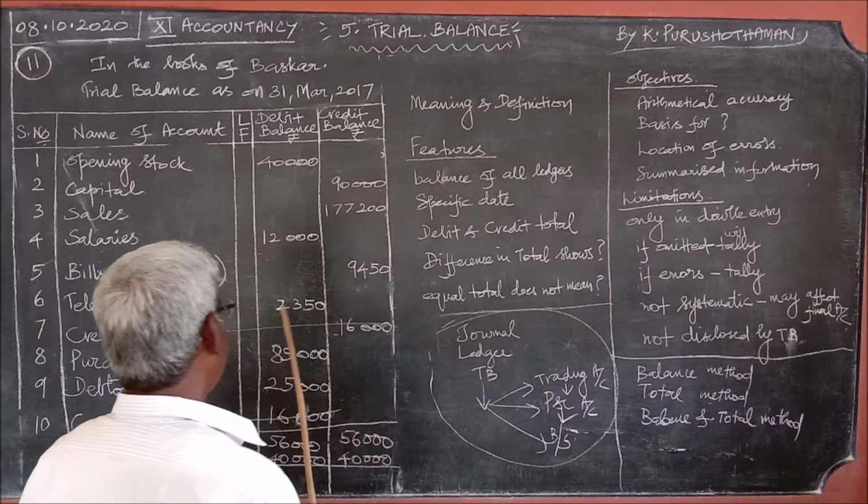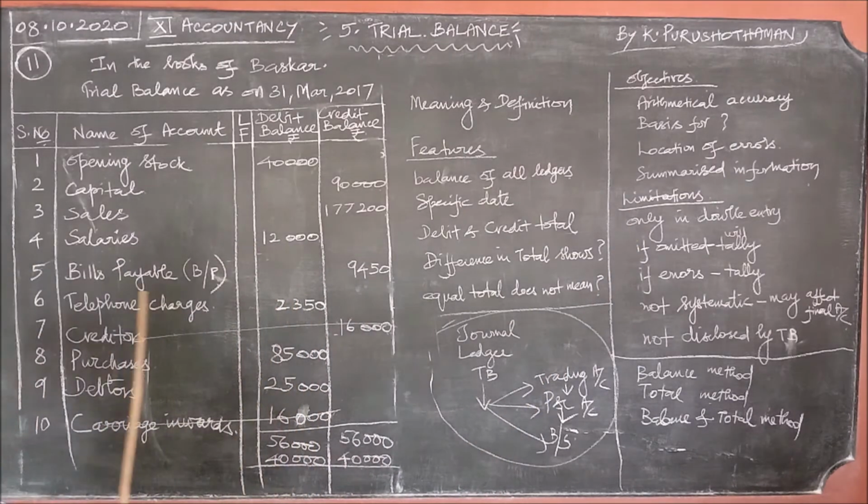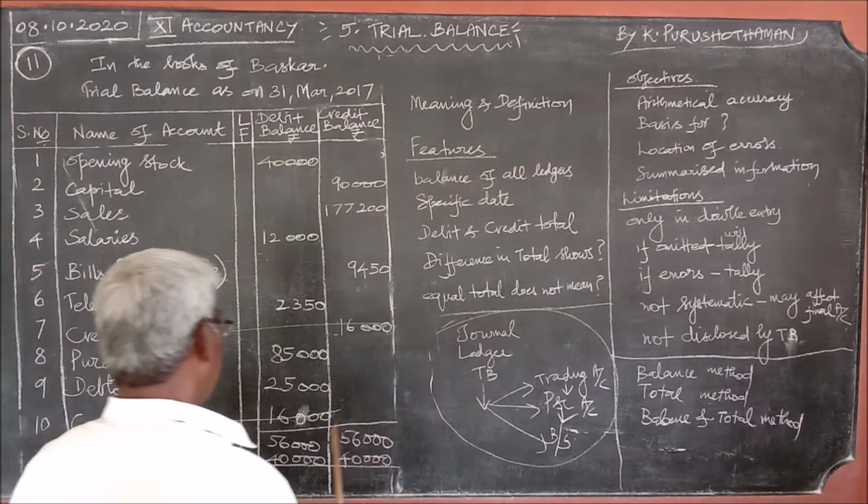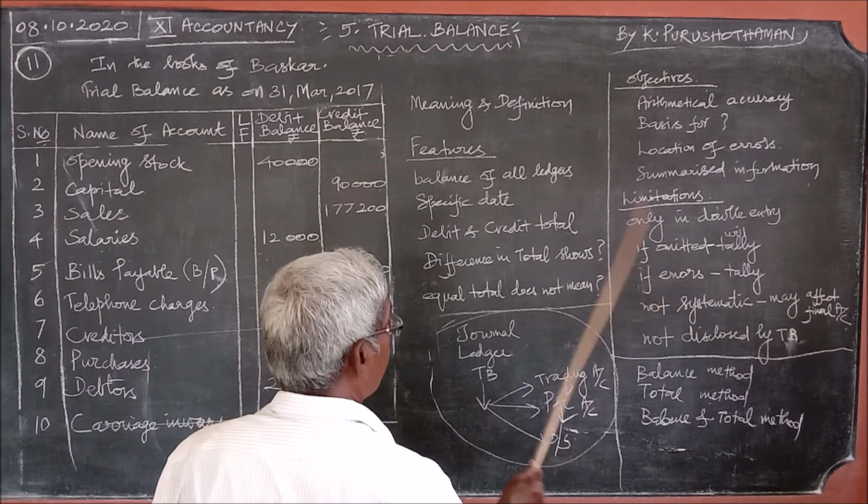Then, even if there are some errors, the total will tally. Just now I said an example. Instead of wages, you mention salary, here 12,000. In that case also you will get the equal total. Only the name of the account is a mistake, it is an error, and that is why even if there are some errors, the total will tally.